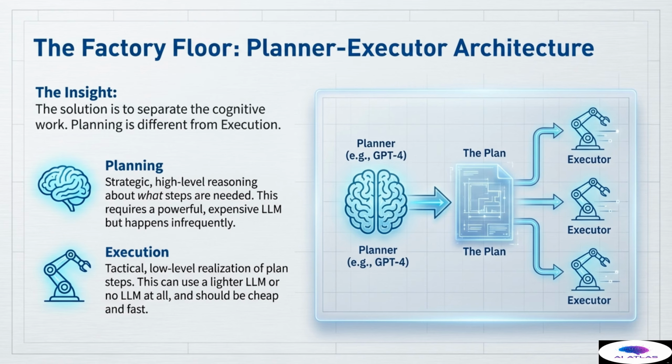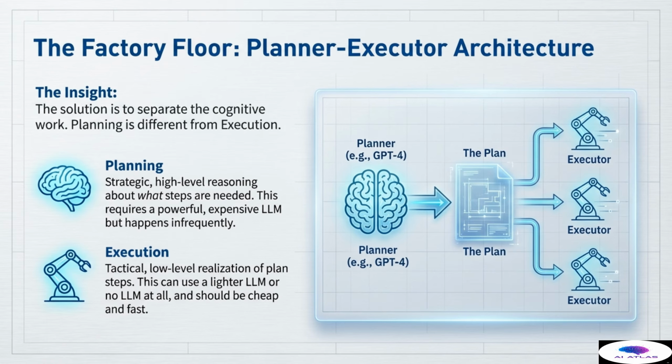Planning is inherently different from execution. Planning involves strategic, high-level reasoning about exactly what steps are needed to accomplish the entire task. This requires a powerful and expensive LLM, typically a large flagship model like GPT-4, but crucially, this powerful call happens infrequently, only once at the very start of the task.